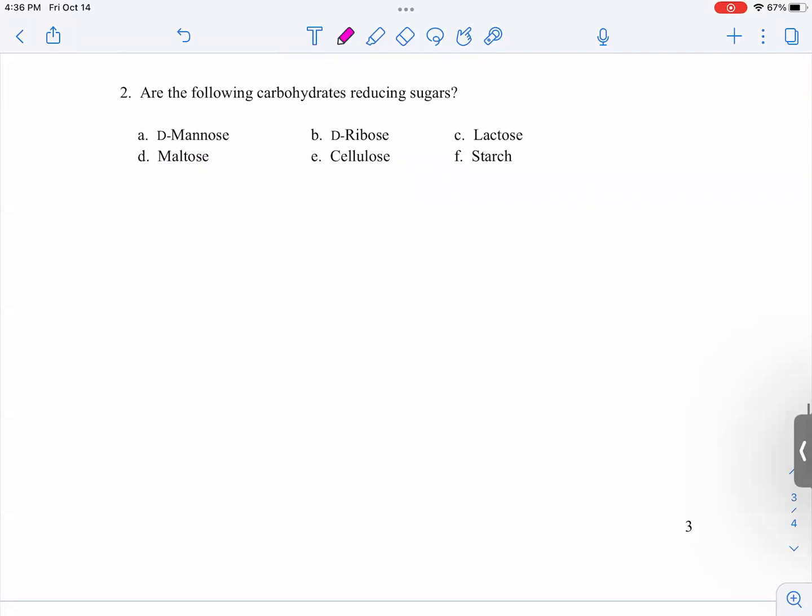Are the following carbohydrates reducing sugars? D-mannose, yes, that is a reducing sugar. Why? Because it's a monosaccharide. Of course it has a free anomeric carbon. D-ribose, yes. Why? Because monosaccharides. What about lactose? We just looked at that. Yes, that is reducing. There's a free anomeric carbon.